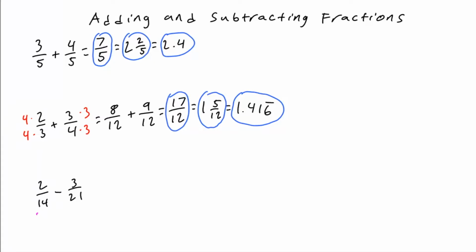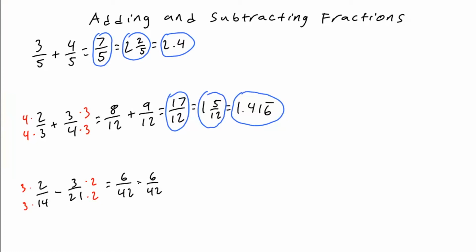14 is 2 times 7. 21 is 3 times 7. So if we want to have 14 and 21 be the same number, we just need to multiply this by 3 and this by 2. And then we get the same number. Times 3 times 3, times 2 times 2. So that'll give us 6 over 42 minus 6 over 42.